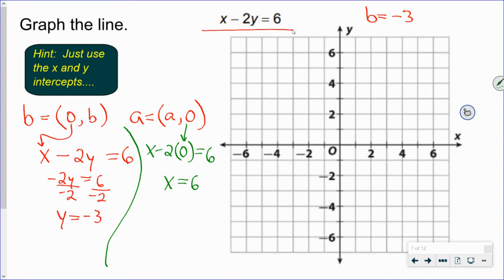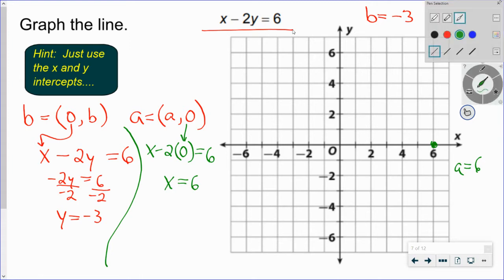There's nothing to do to even solve that. My x-intercept is at 6, because all I did was plug in a y of 0. 2 times 0 just drops out because x minus 0 is 6, so it's solved automatically for me. So my x-intercept, the little a, is positive 6. When I go to graph this, all I have to do is graph the x-intercept and also graph the y-intercept, which is -3.